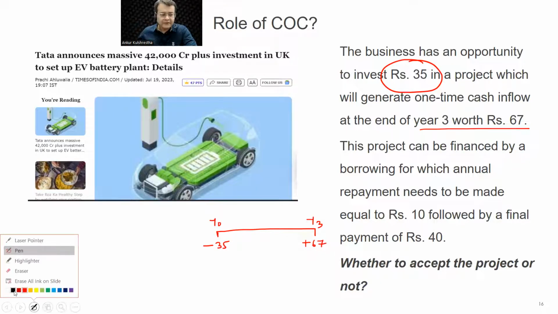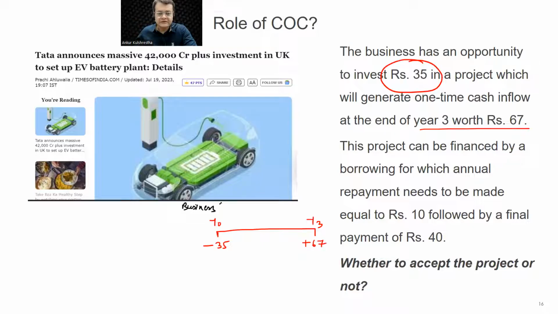Now, this is where the business is, and business typically means, let's say, a Tata here. The project that I'm referring to is the EV battery plant. A business may have multiple projects, and therefore they will have multiple timelines such as this in real life. But here we're just taking the evaluation of one single timeline, one single project, such as the EV battery plant.